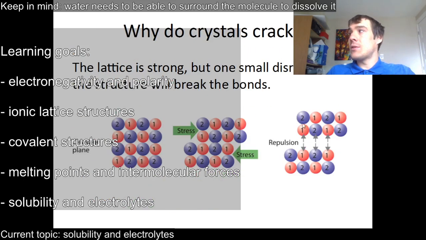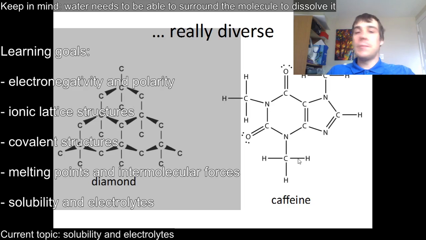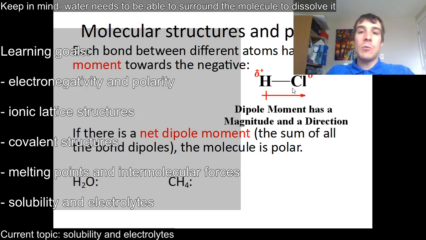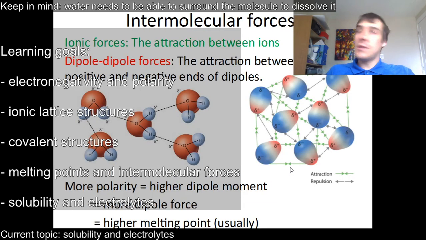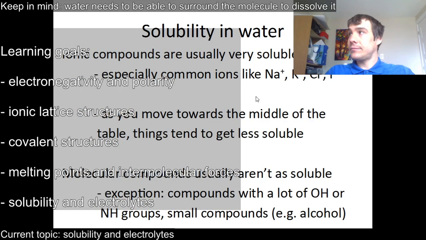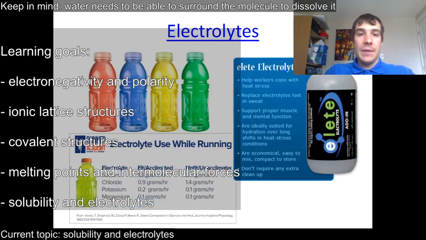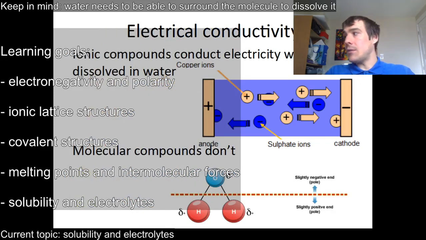We talked about why those structures are so brittle because of stress fractures. Then we talked about covalent structures and how their properties are really dependent on dipole moment and size. Then we mentioned intermolecular forces. You have to know ionic, dipole, and dispersion forces and what creates them. We talked about solubility in water, how water actually dissolves things, and what it means to be soluble. And then briefly talked about electrolytes and how salty water will conduct electricity, but pure water won't.